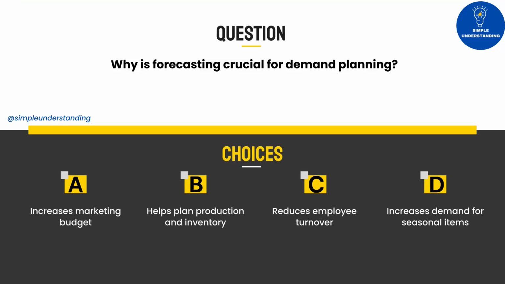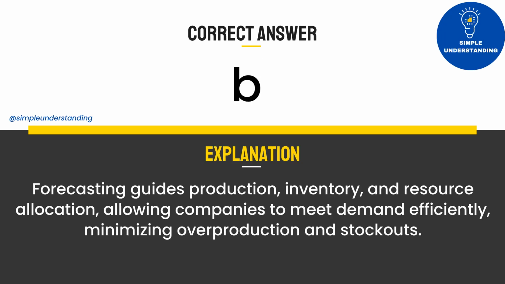1. Why is forecasting crucial for demand planning? A. Increases marketing budget. B. Helps plan production and inventory. C. Reduces employee turnover. D. Increases demand for seasonal items. Answer B. Explanation. Forecasting guides production, inventory, and resource allocation, allowing companies to meet demand efficiently, minimizing overproduction and stockouts.